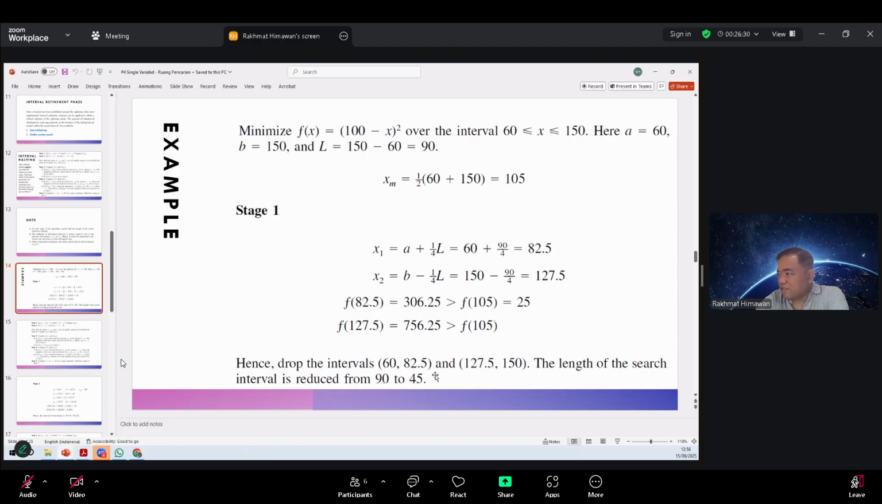And what does this mean? The previous L was 90, from 150 minus 60. The new L is 127.5 minus 82.5, which is 45. So it was like this, now it becomes like this. This is the stage. Any questions?